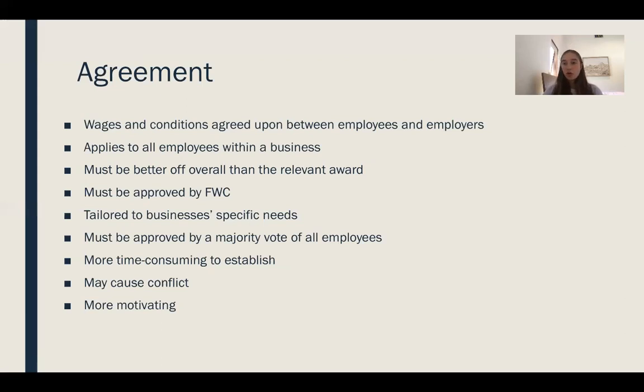The most important thing to know about the agreement is that it must be better off overall than the relevant award. So the employees either have to have better pay, better flexibility in working hours and that kind of thing, or better working conditions. And the Fair Work Commission will approve the agreement and make sure that it is in fact better off overall than the award. The Fair Work Commission also makes sure that the agreement applies the 10 national employment standards, which are the basic 10 needs of employees in Australia. So the agreement applies to all employees within that industry, and it has to be approved by a majority vote of all employees in that business before it is binding and valid.